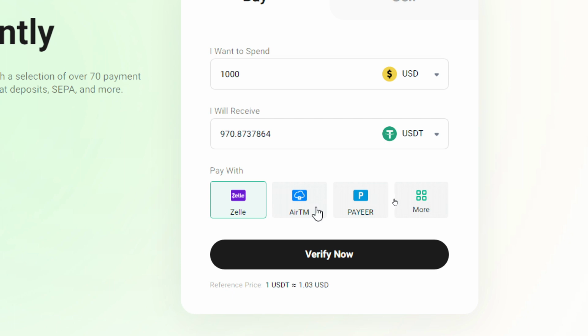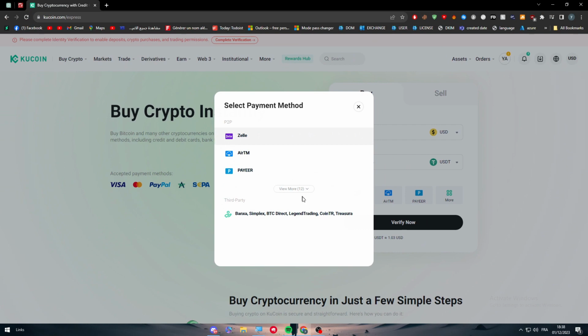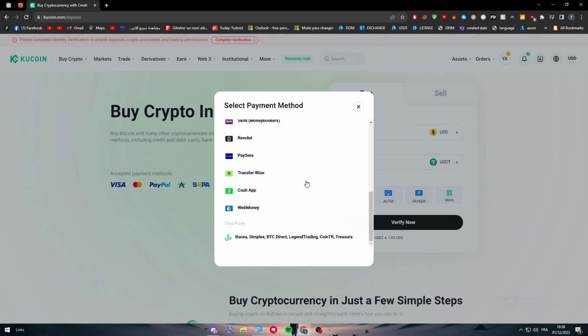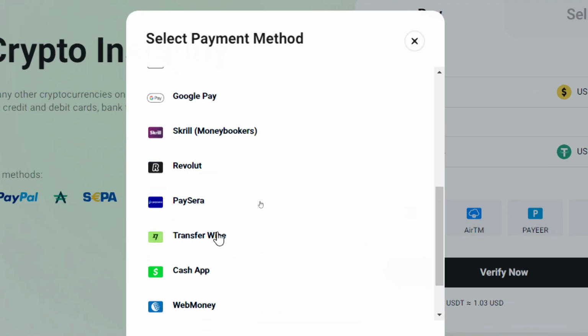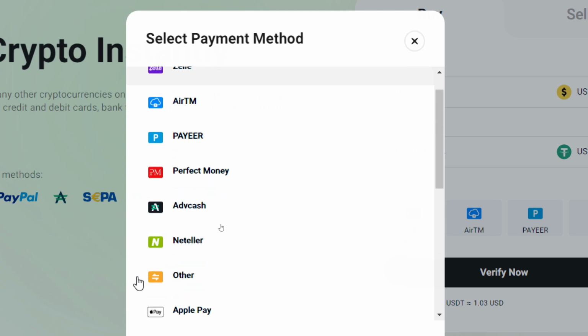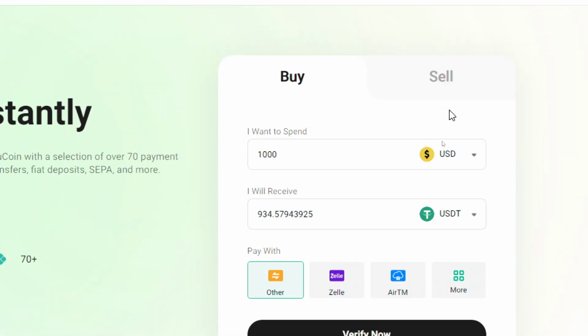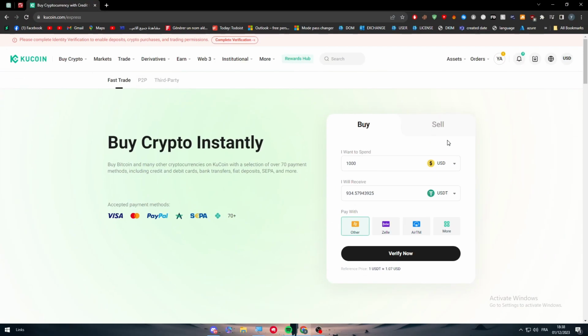There is Zelle, RTM, Payeer, and more. They have more than 70 plus payment methods. So here you can just click on view more, and you will notice that there are dozens of them. There is Cash App, Web Money, Paysera, Revolut, Google Play, Apple Pay, and basically others. So you can click here and click on buy. So this is basically the first way.